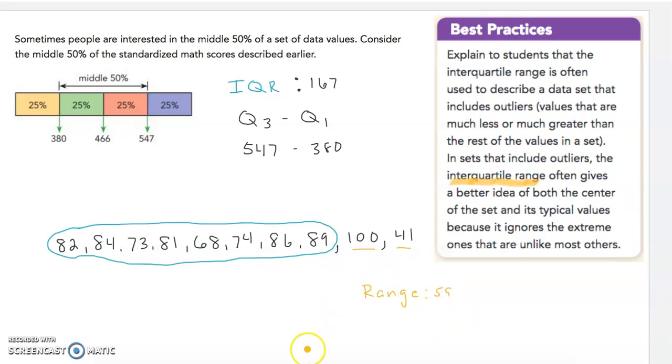But we really wouldn't want to include them because, again, they're extreme. They're not like the others. So really, I'm interested in this data right here. Okay, so that's where the IQR comes into play.